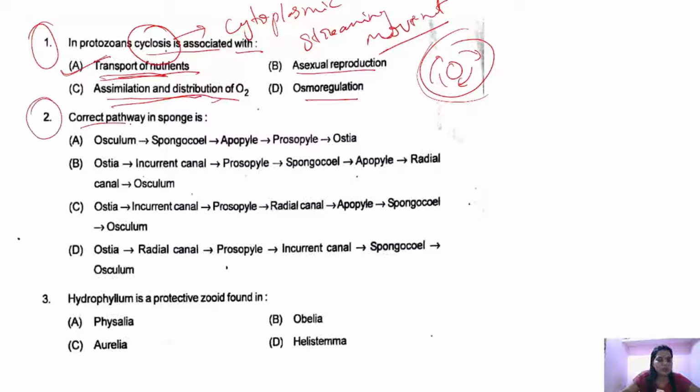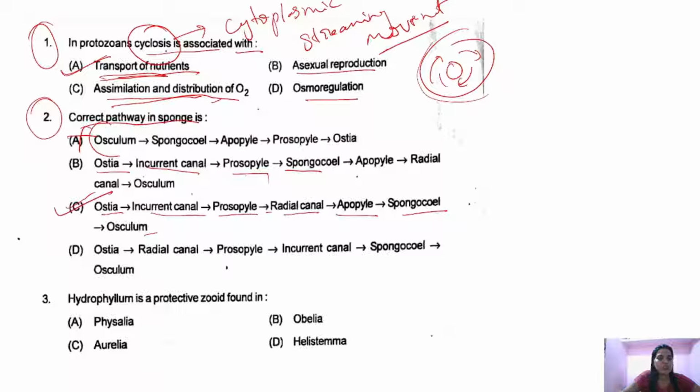Question number 2. Correct pathway in sponges. Option A is osculum, no, the pathway ends at osculum. Option B is ostia, then incurrent canal, then prosopyles, then spongocoel, no. After prosopyles, it should be radial canal. Option C: ostia, incurrent canal, prosopyle, radial canal, then apopyle, then spongocoel, osculum. So option C will be the right answer.